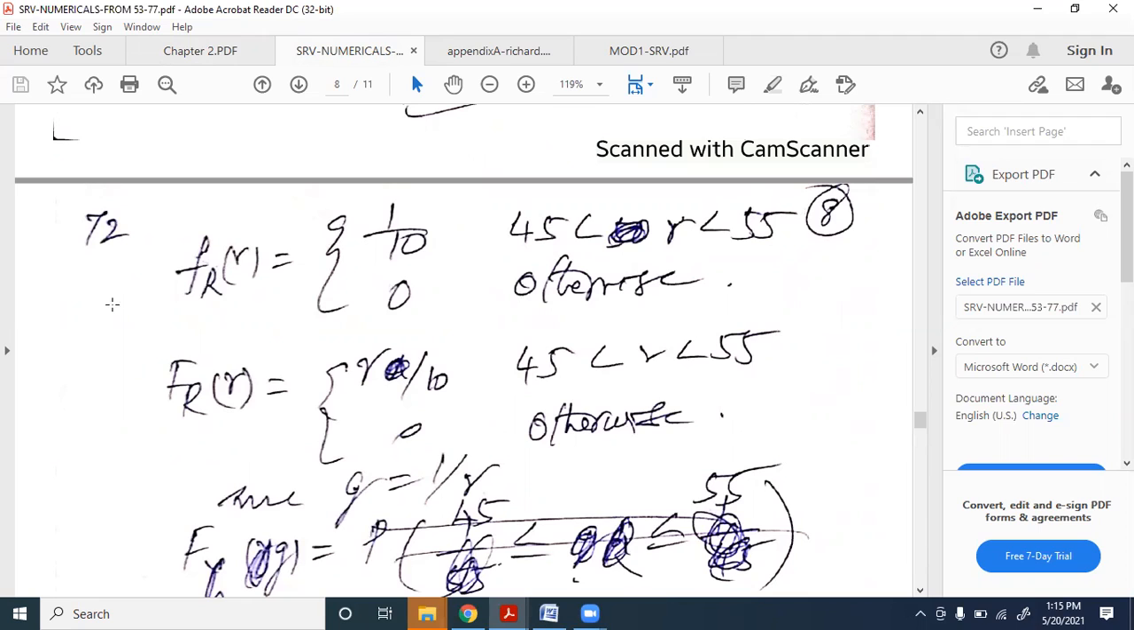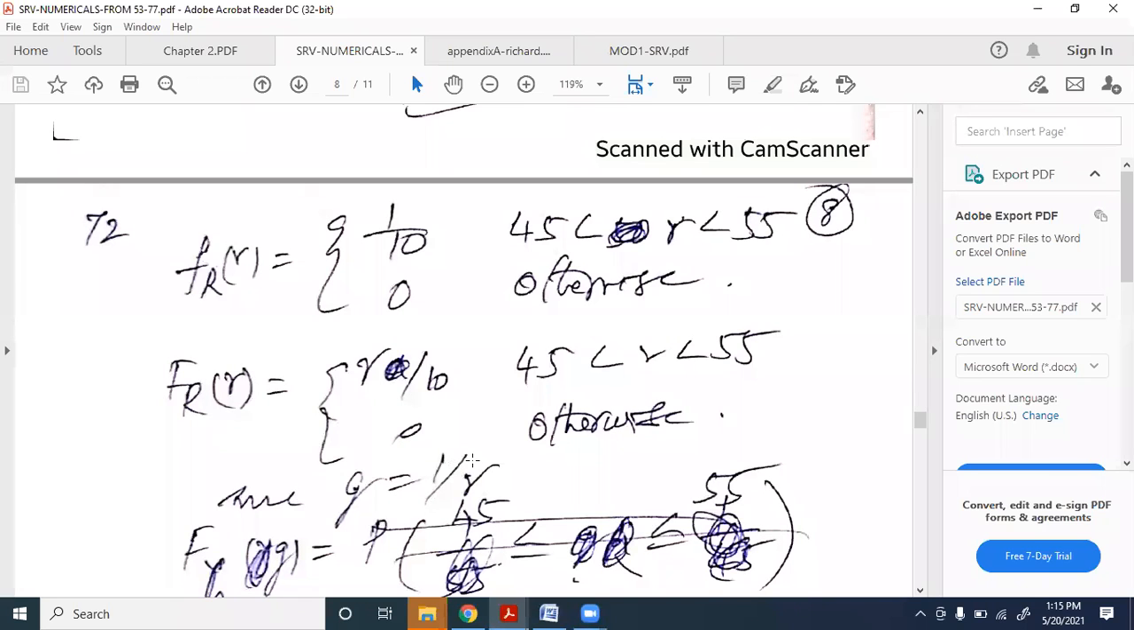Okay. So if you integrate this, you'll get R by 10, for 45 less than R less than 55. If you integrate 1 by 10, you'll get R by 10. And if you integrate the PDF, you'll get the CDF.